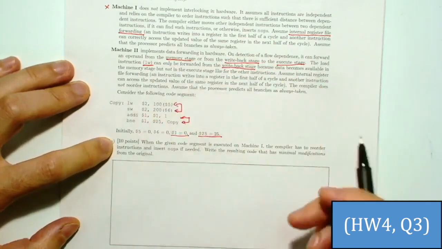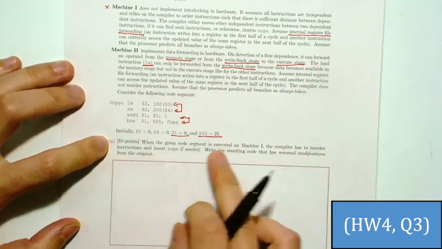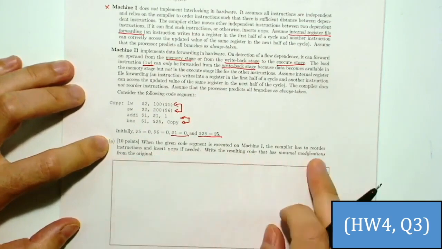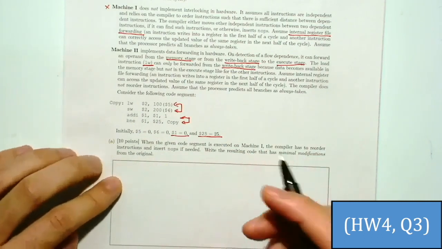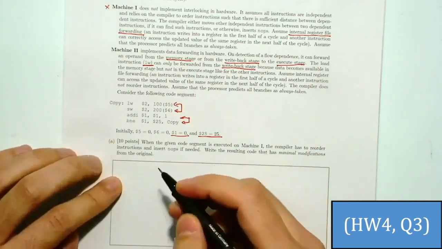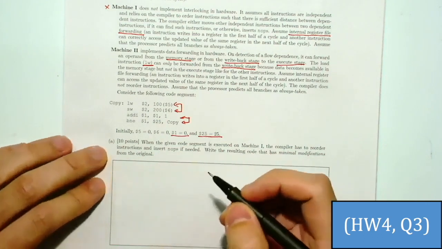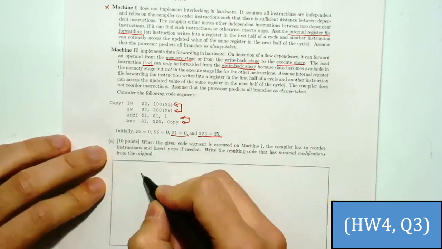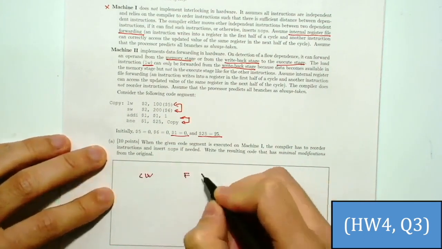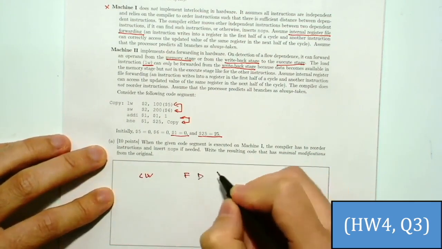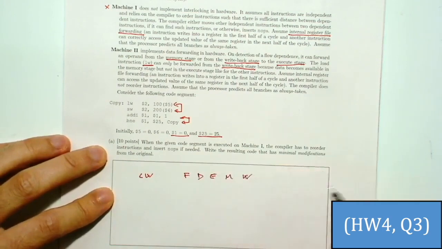When the code is executed on machine 1, the compiler has to reorder instructions and insert nops if needed, with the resulting code having minimal modification from the original. For doing that, I'm going to draw the pipeline stages. I think that it's easier to solve in this way. If we have this load, we have the fetch, decode, execute, memory, and write back, right?